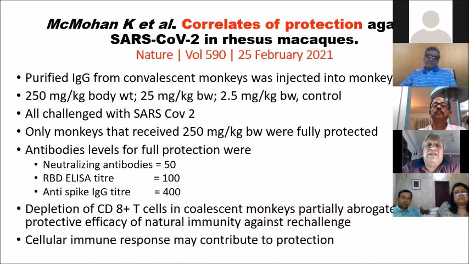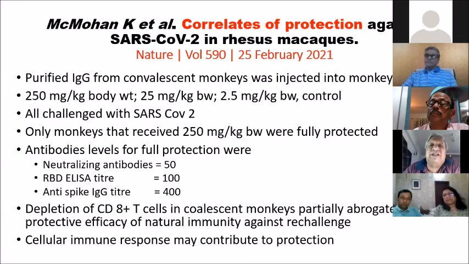What level is required? That experiment was done with rhesus monkeys, where they injected different concentrations of antibodies to groups of monkeys and then infected them. And only one set, which had received 250 milligrams per kg body weight, were fully protected. And when they were fully protected, they had anti-spike IgG antibodies of 400, RBD ELISA titer of 100, or neutralizing antibody titers of more than 50. In our kit, we are saying that if there is more than 30% inhibition, then you are protected.